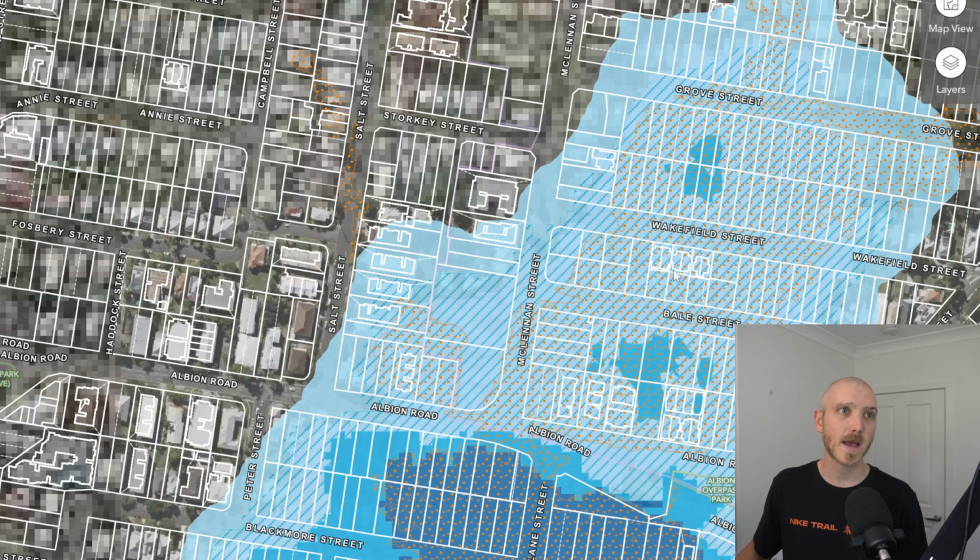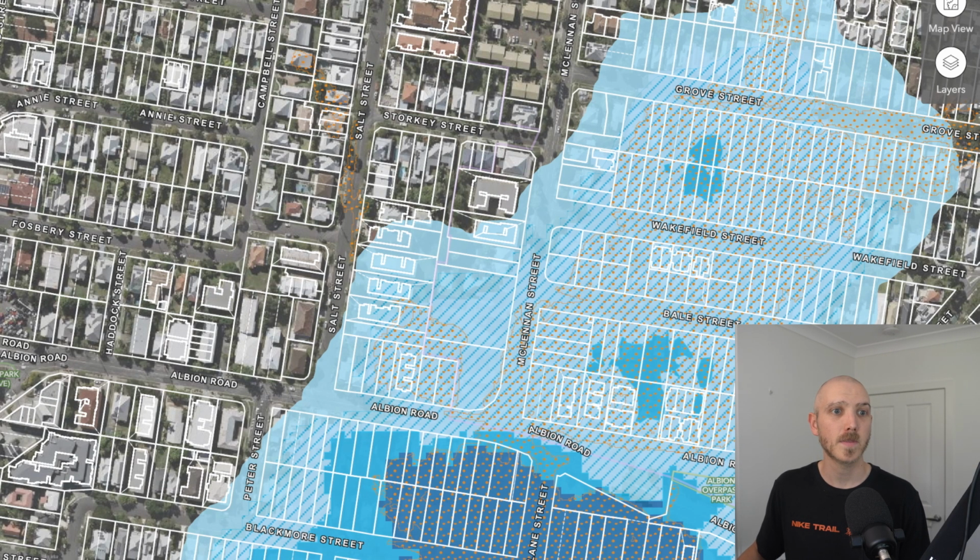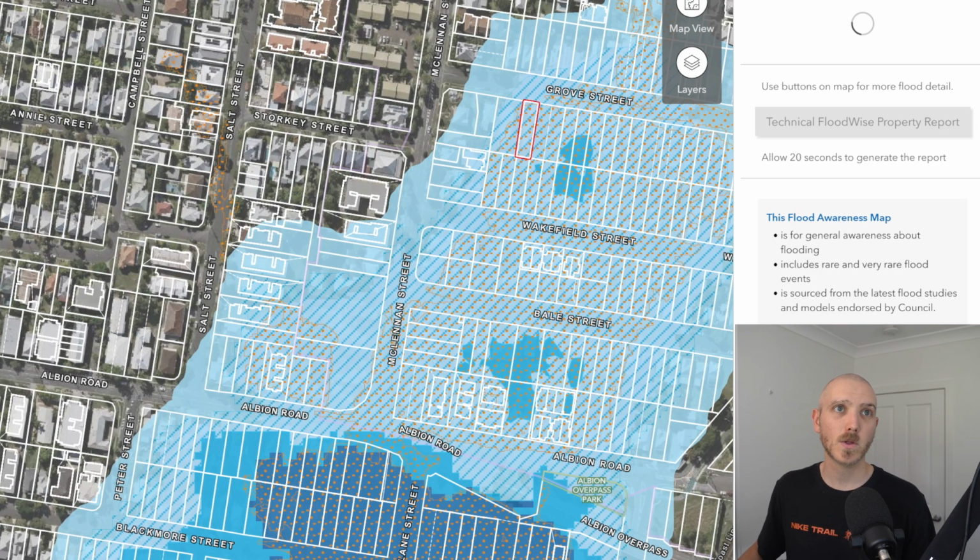So when you're looking at these maps, you can see this orange shading here. The orange shading typically represents overland flow path. And if you click on a set property, it will also give you a flood report, which you can then run and get some more information about the home.